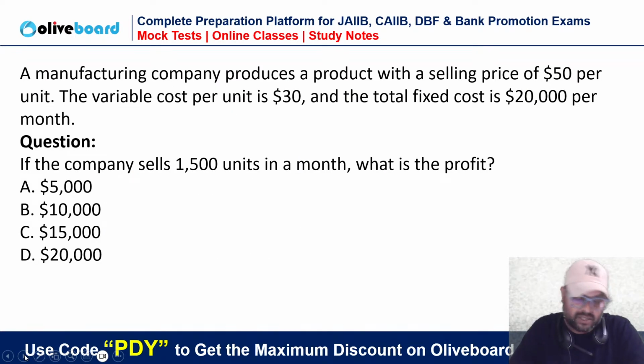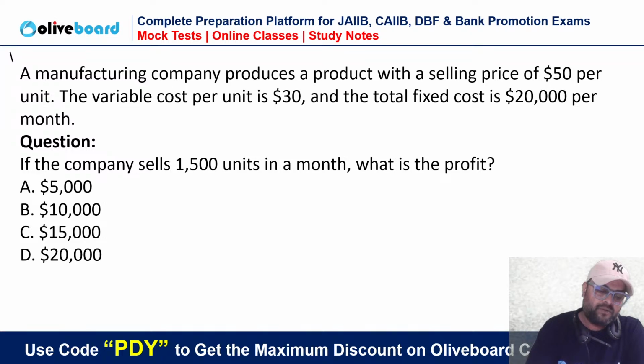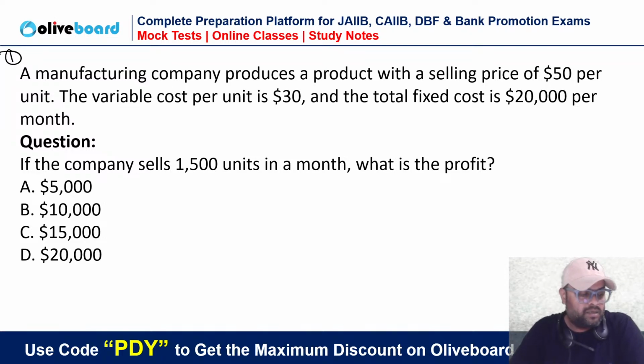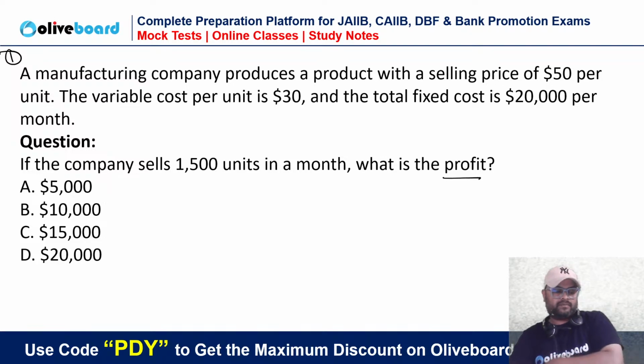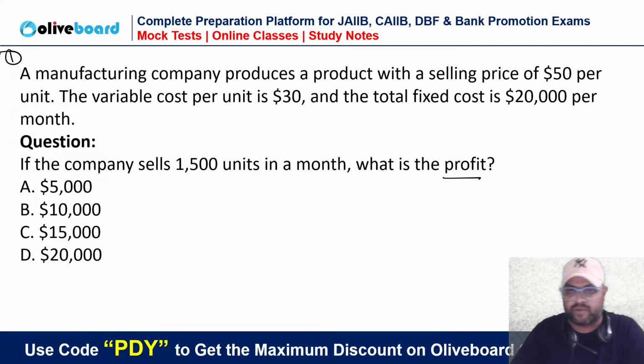some questions. The question number 1 for you is in front of you. A manufacturing company producing a product with a selling price of 50 per unit, and variable cost is 30 and the fixed cost is 20,000. Please tell me, if a company sells 1500 units in a month, what will be the profit? It's a simple case in front of you and we have to answer.